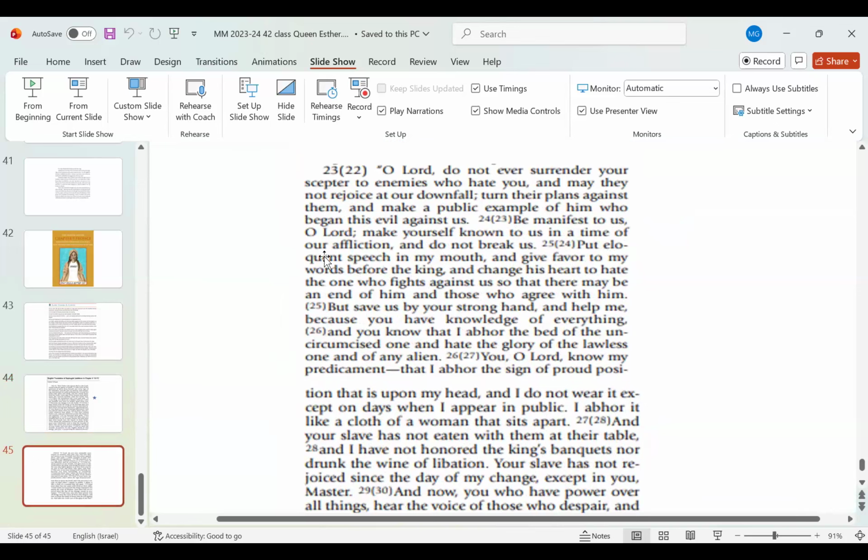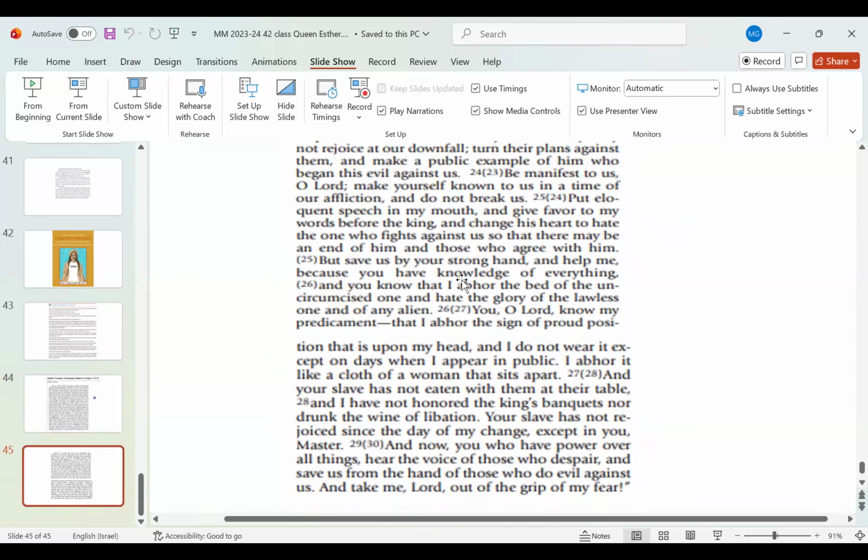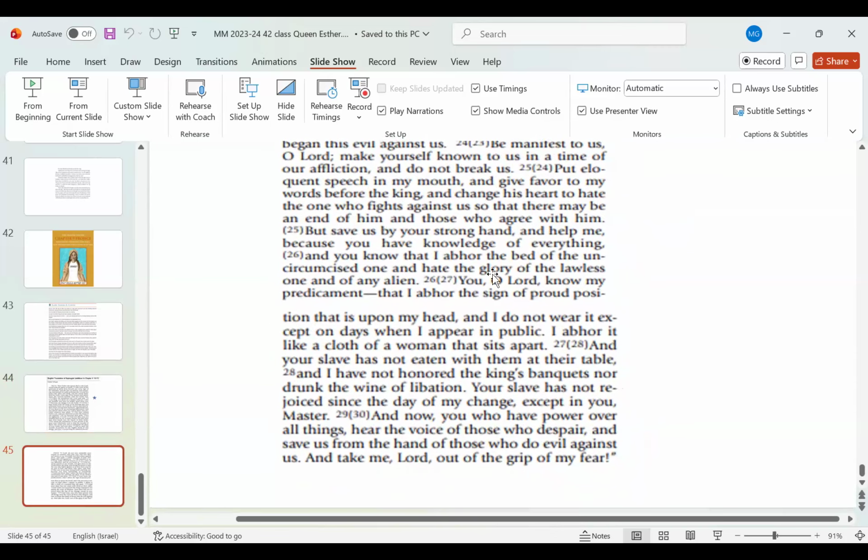"Don't ever surrender your scepter to enemies who hate you. Make yourself known to us in a time of affliction. Do not break us. Put eloquent speech in my mouth." That's ironic here. They have just put eloquent speech into her mouth, right? It's not in the Bible at all. "And give favor to my words and change his heart. Save us by your strong hand. Lord, know my predicament."